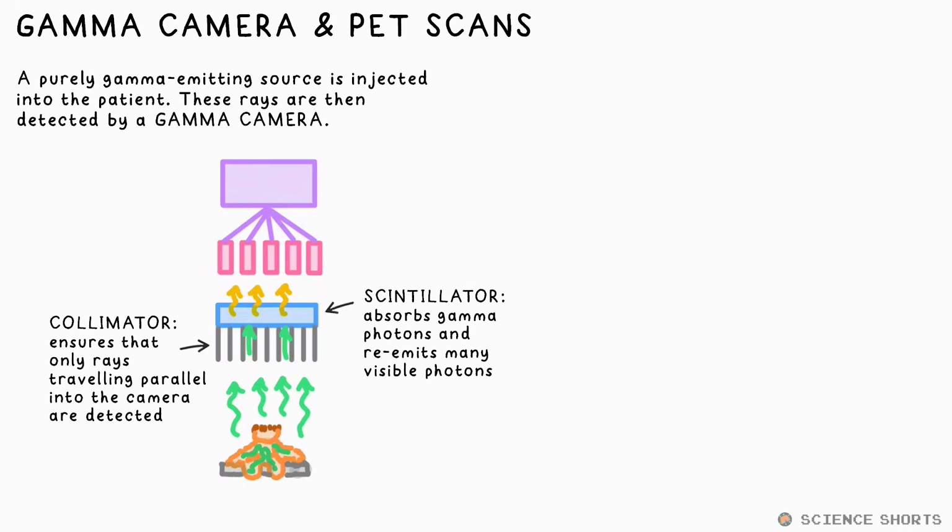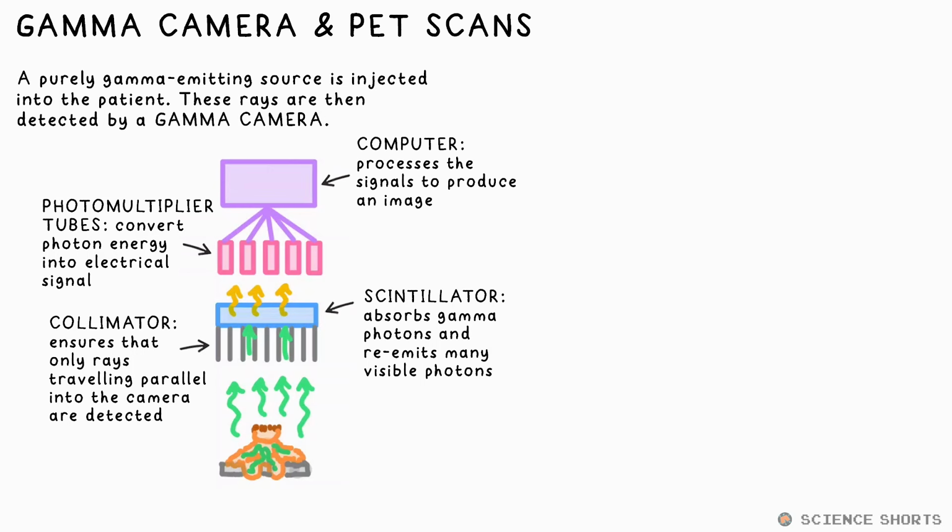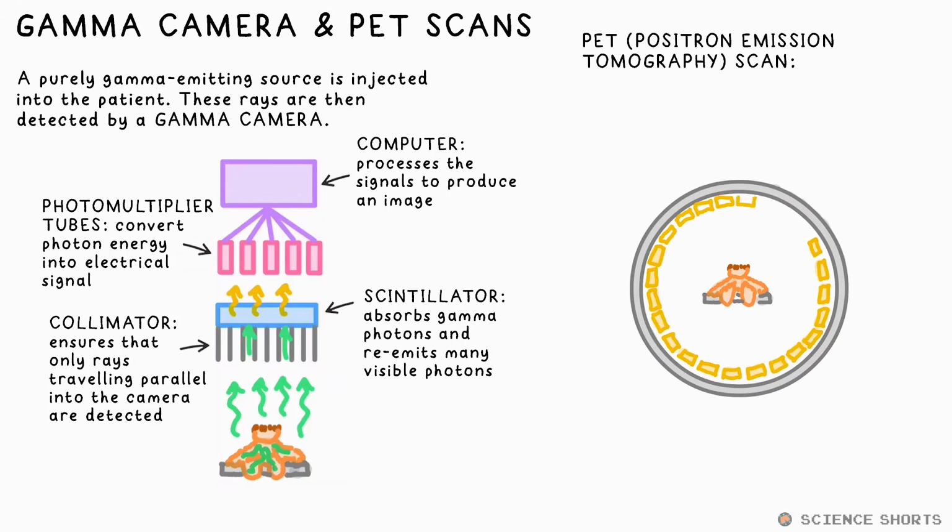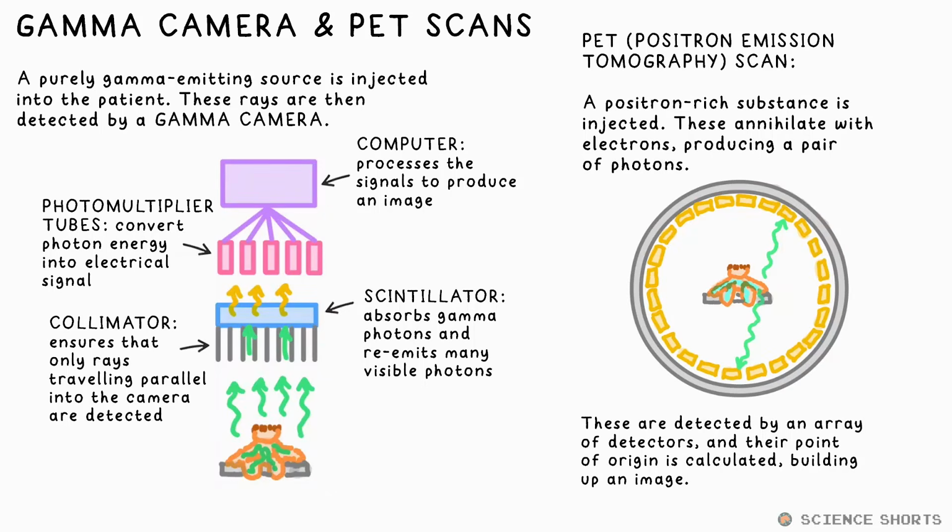The photons that make it through the collimator reach the scintillator. That's a material that absorbs gamma photons and emits thousands of lower energy visible light photons per gamma photon absorbed. Finally, these visible light photons reach the photomultiplier tubes, PMT for short, which convert the photon energy into an electrical pulse, which is then used by a computer. This allows doctors to see where and how blood is flowing and if there are any blockages or internal bleeding, for example. Positron emission tomography or PET scans use annihilation. A positron-rich substance is injected into the patient.